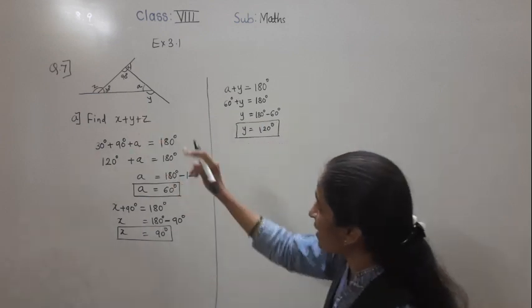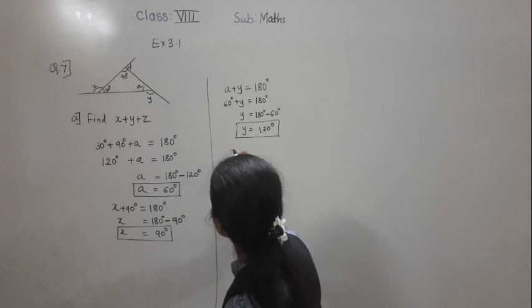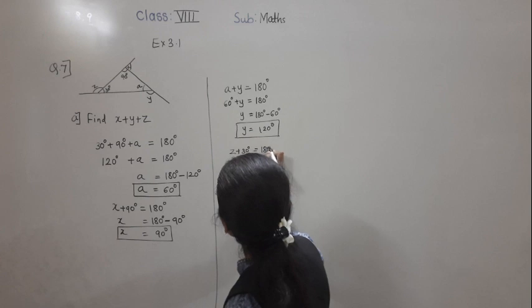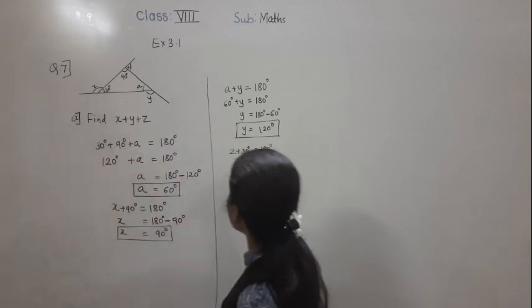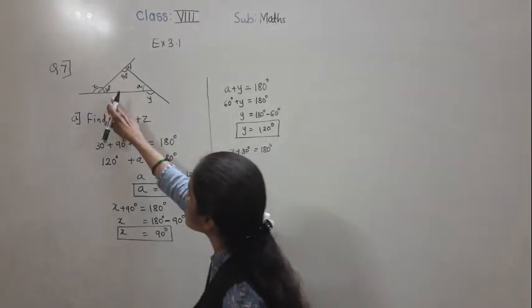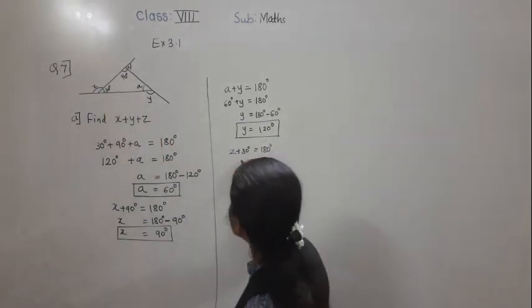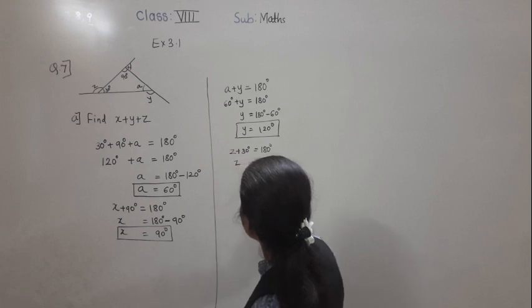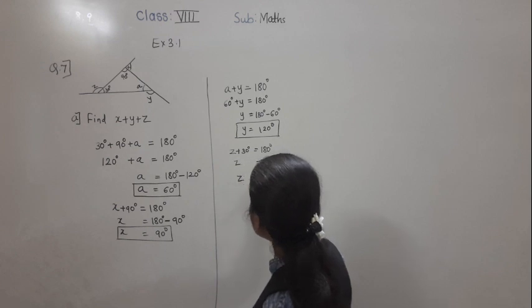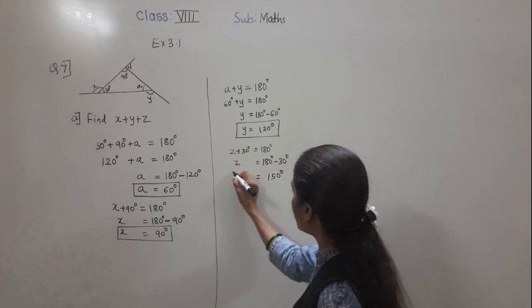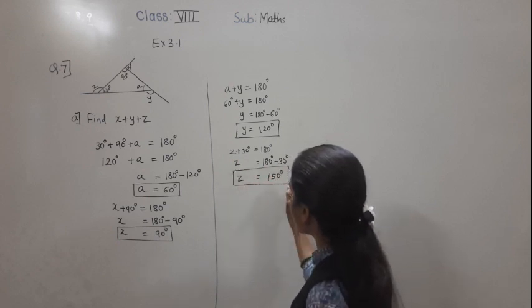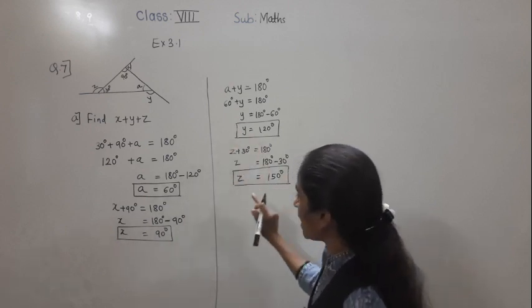Now what we'll do, we'll find z. How to find z? Again, z plus 30 degrees is equal to 180 degrees. See, it is a straight angle, right? So what is the measurement of that? That is 180 degrees. So z plus 30 is equal to 180 degrees. So z is equal to 180 degrees minus 30 degrees. So z is equal to 0 minus 0, 0; 8 minus 3, 5; 1, 150 degrees. So we got all these three angles, x, y and z.